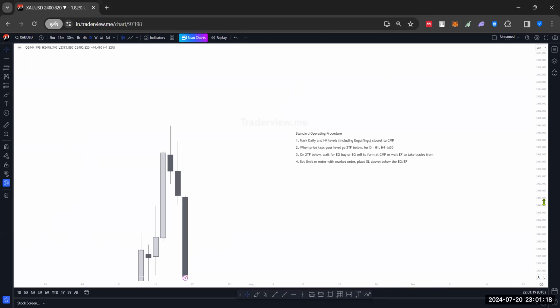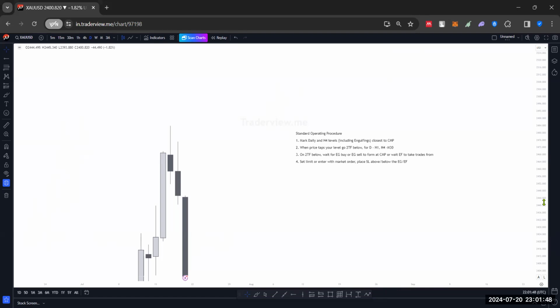frame below. So for the daily, 2 time frame below the daily is the H1, 2 time frame below the H4 level is M30. So on 2 time frame below, you want to wait for three things. Note I said three things. Number one, if it is an H4 support, right? On M30, you want to wait for M30 engulfing buy, right?